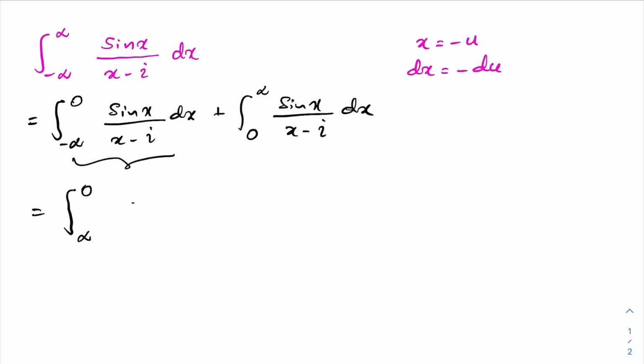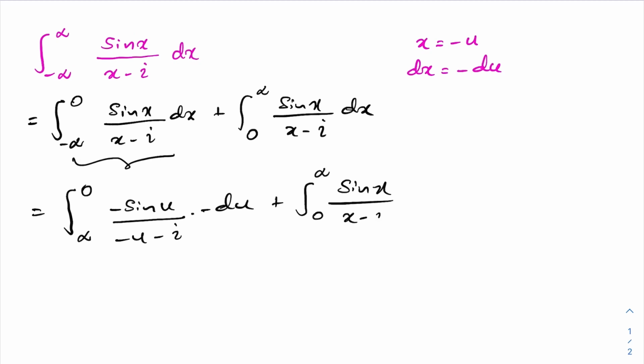Then here sine of x becomes sine of minus u, which we know is minus sine of u, over x, again minus u minus i, dx we know is minus du, plus here 0 to infinity of sine of x over x minus i dx. Okay, then here we can change the boundary from infinity to 0 into 0 to infinity. When we change the boundaries, this minus sign gets cancelled, and here we have sine of u.